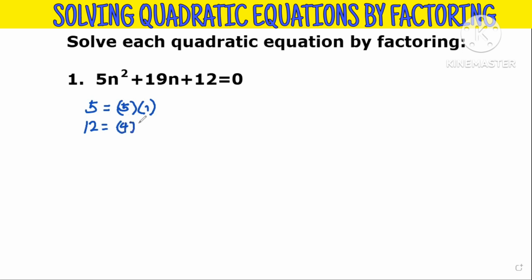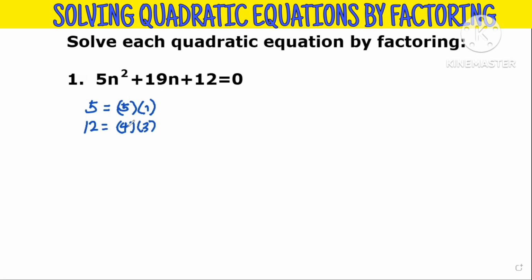Now, ano bang gagawin natin sa mga factors na to? We have to look for a combination in such a way na kapag minultiply natin sila and we add, bakit add? Kasi ang last term natin ay positive. The resulting sum is the middle term, which is 19.